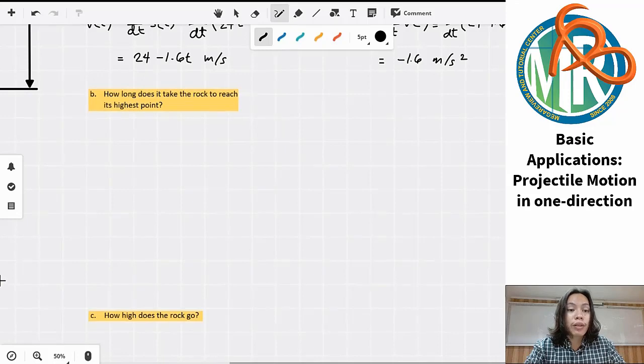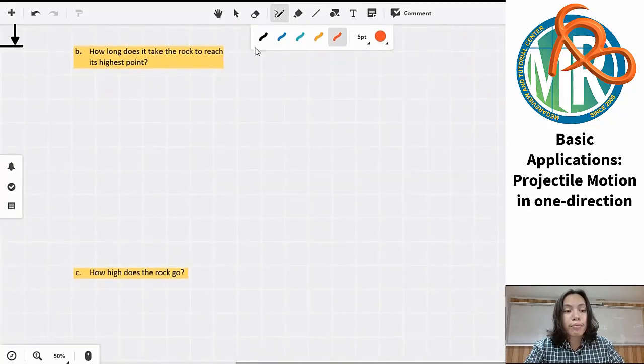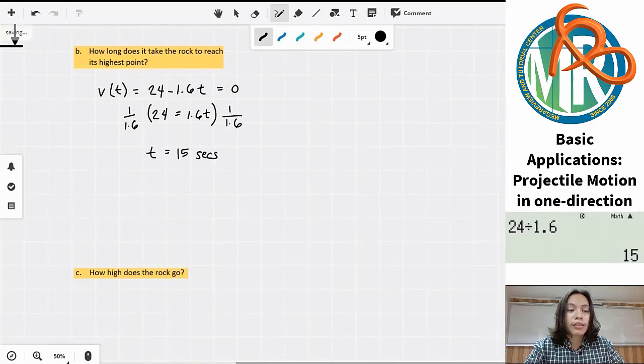We are now asked to determine how long it takes the rock to reach its apex or highest point. For the rock to reach the highest point, it should be understood that the rock momentarily stops at the apex of its ascent. Therefore, we can determine time t by equating the velocity function to 0, because the rock momentarily stops at the apex. So when v equals 0, we have 24 minus 1.6t equals 0, and therefore t equals 15 seconds.